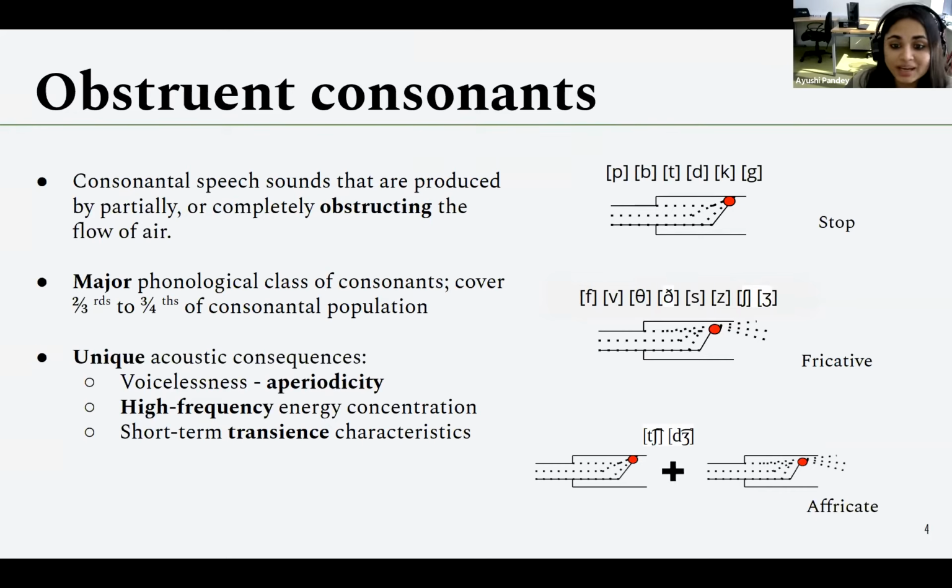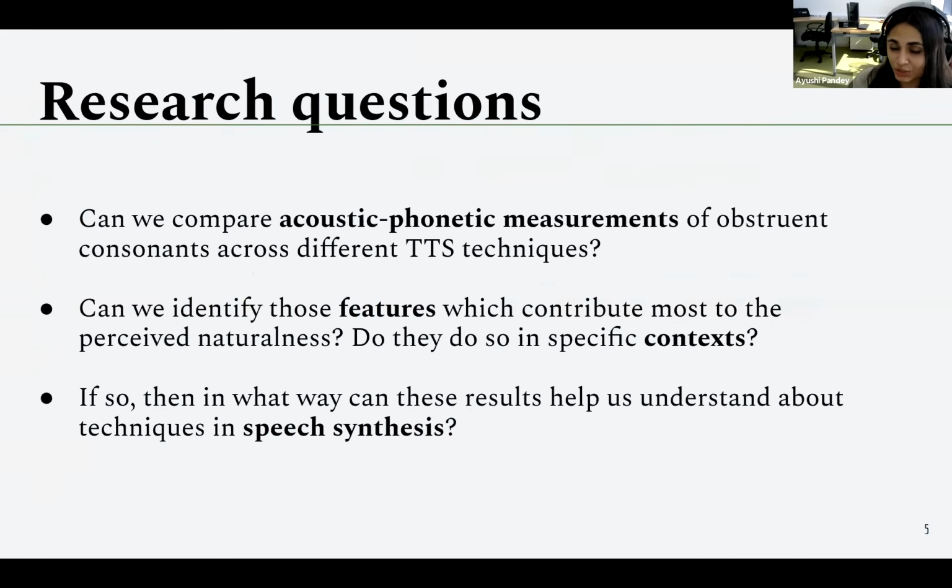How does it differ from the other one or from the natural voice? So this brings us to our research questions. Can we compare acoustic phonetic measurements of obstruent consonants across different TTS techniques? Can we identify those features which contribute most to the perceived naturalness? Do they do so in specific contexts? If so, then in what way can these results help us understand about techniques in speech synthesis?